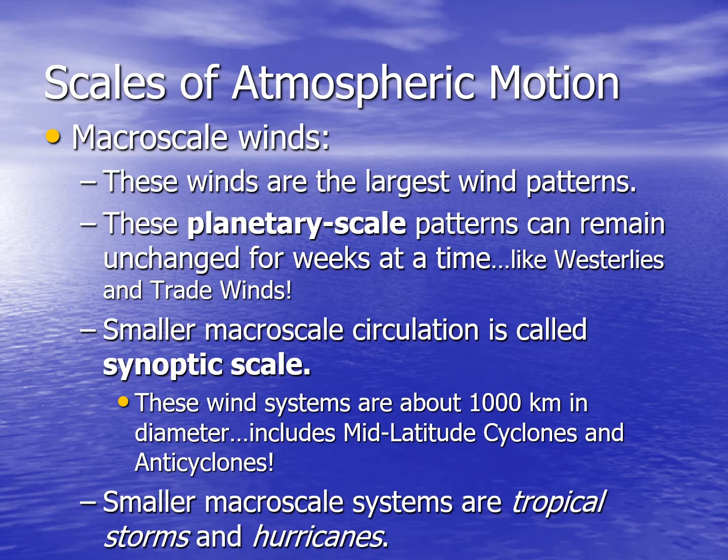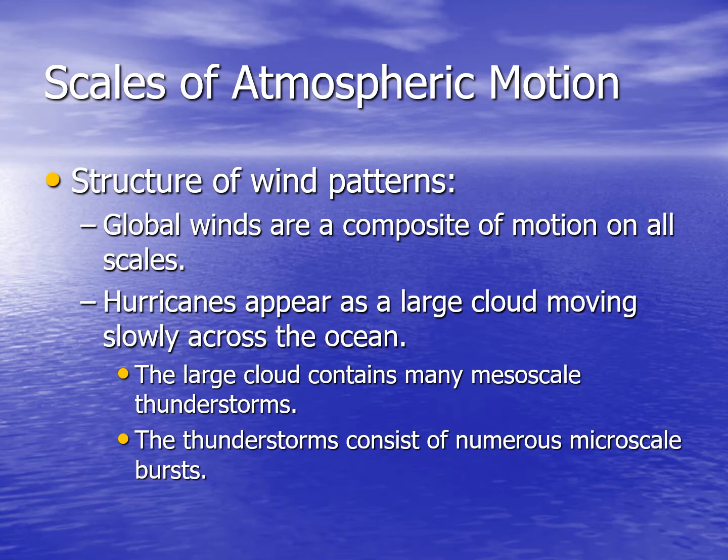So the mid-latitude cyclones, we're going to learn all about those in Chapter 9, and those are our big weather producers here in the lower 48 states, and they're going to have a warm front and a cold front associated with them, and low pressure. And then the anticyclones are going to be our high pressure systems. And in general, these synoptic scale systems tend to move across the United States from west to east. And there's an even smaller macro scale denoted, and those are going to include our tropical storms and hurricanes.